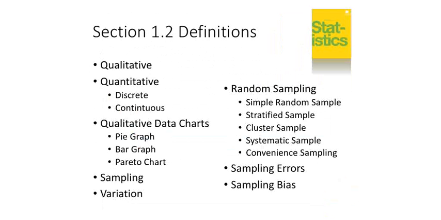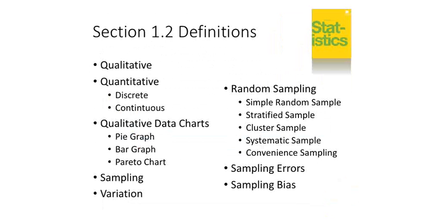Whereas quantitative starts with the word quantity, so it indicates that we're dealing with amounts, things that we can say how many or how much. We do further divide that into discrete versus continuous data. Make sure that you take a very big note of that one, because that becomes a very important topic for us. In the chapter, we also talk about qualitative data charts, types of charts that are used to describe qualitative or categorical data, such as pie graphs, bar graphs, and Pareto charts.